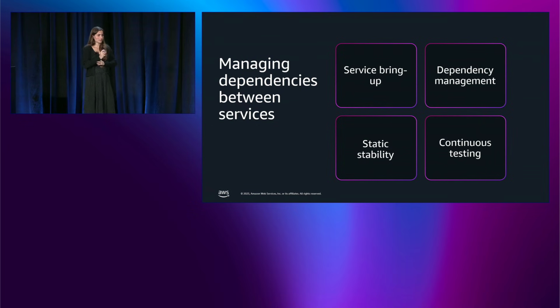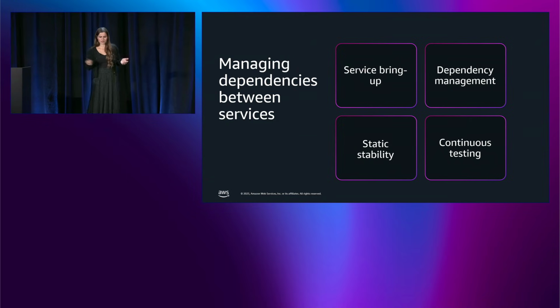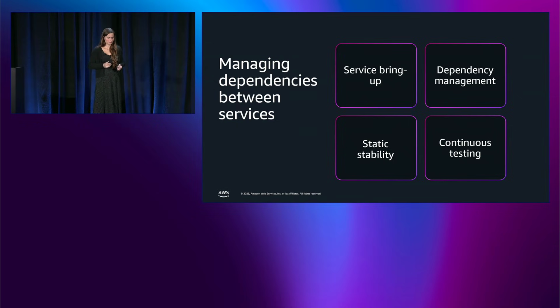Then we have static stability, so making sure things recover gracefully in the event that something goes wrong. And then continuous testing, so ensuring that all the things that we planned for, we actually test and make sure that they work. So to frame dependencies and how problematic they can be, we're going to run you through an example. We'll use EC2's most foundational API, run instances, and talk you through it.